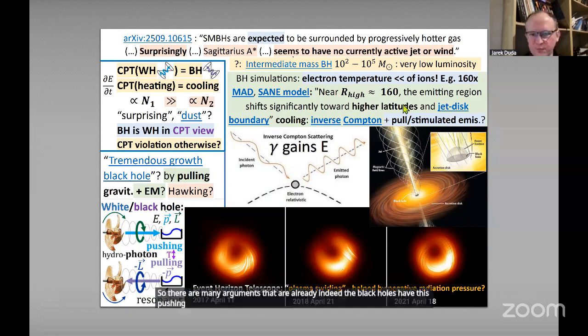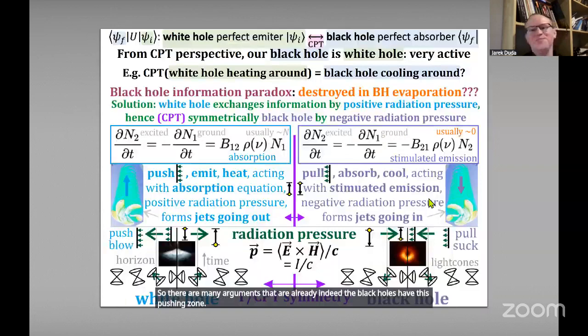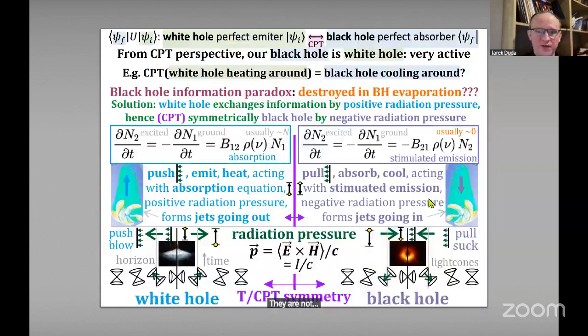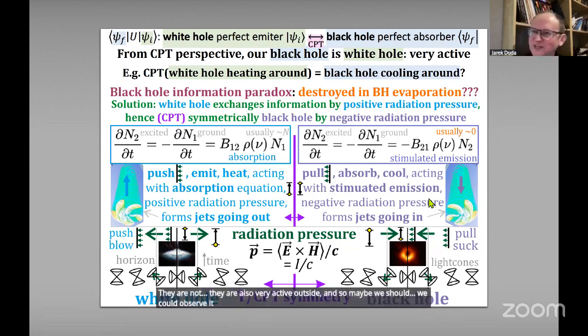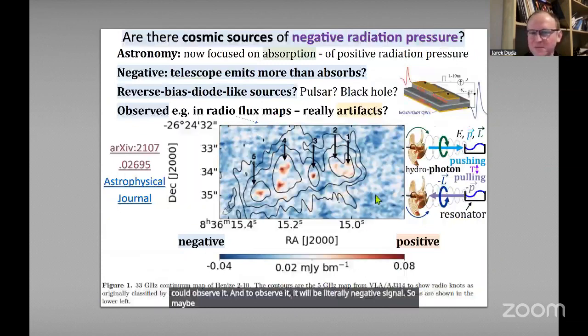So they are also very active outside, and maybe we could observe it, and it would literally be a negative signal. So maybe the blue regions mean that there are many black holes, maybe the intermediate black holes that are missing.